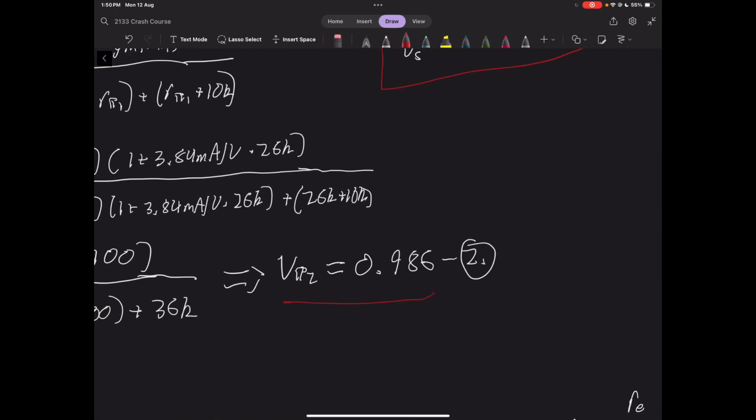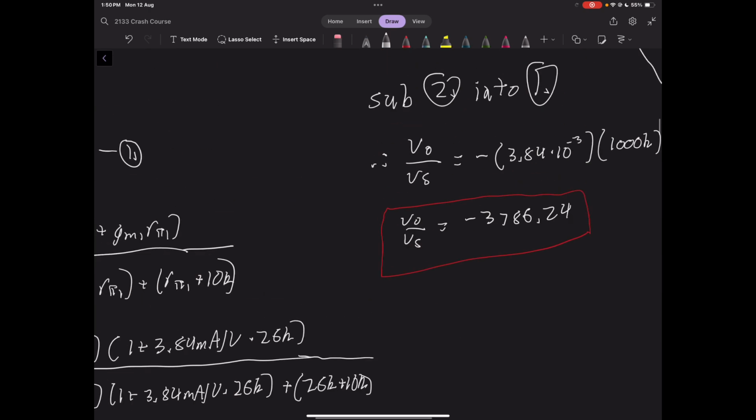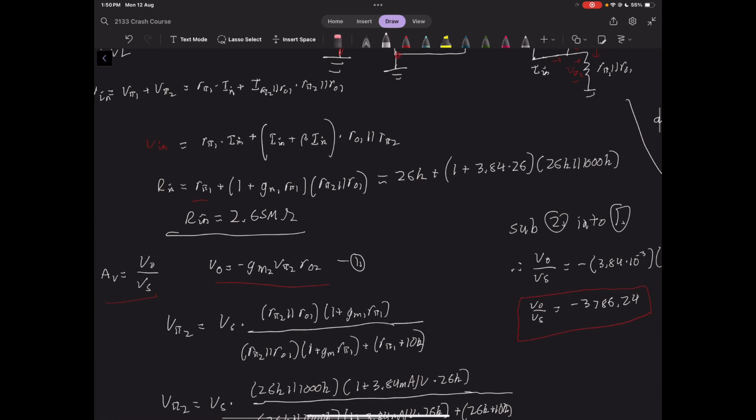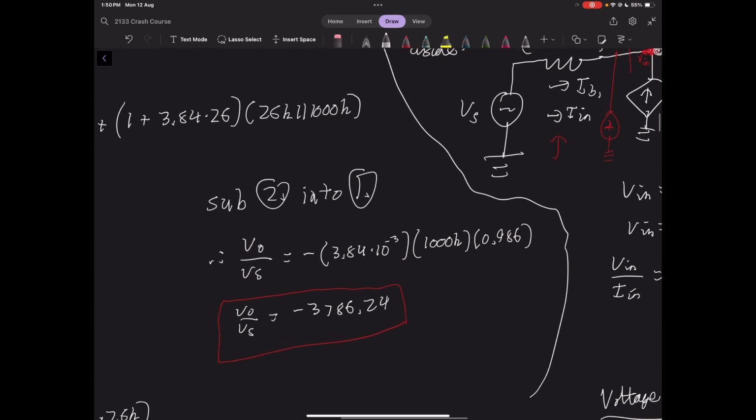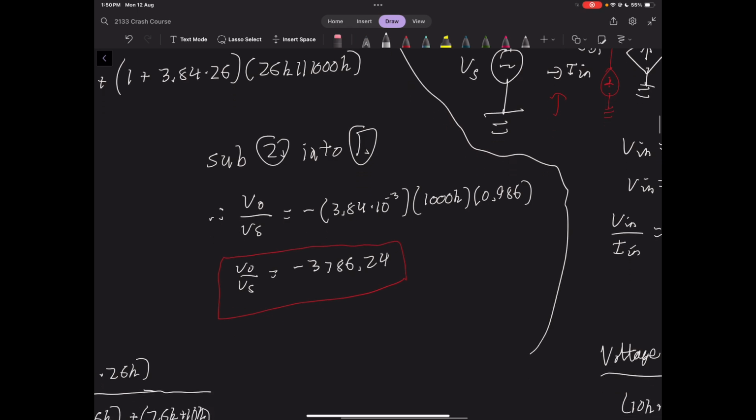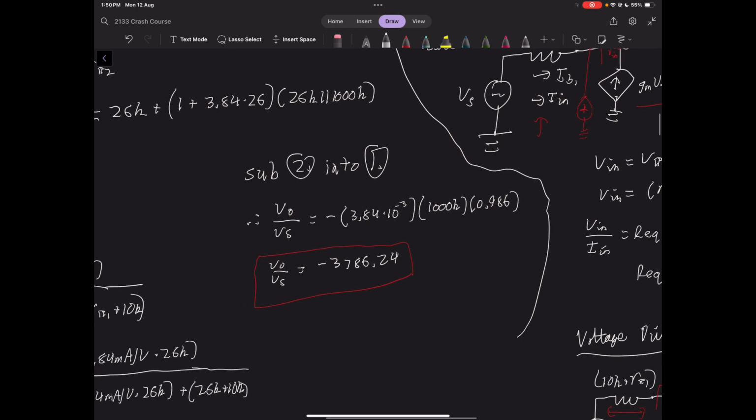You get V pi 2 equals this, sorry, this should be times Vs. And then essentially just sub equation 2 into equation 1, and we can rearrange for our gain, and that is our final value there.